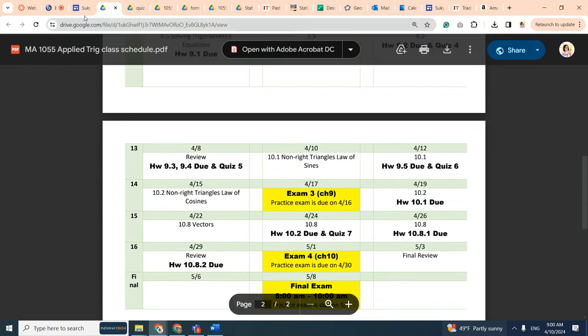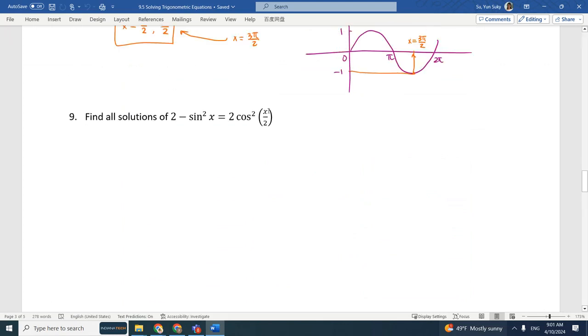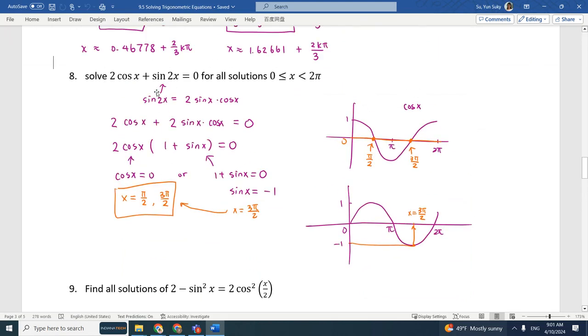Let's continue. 9.5 is about solving trig equations. The first thing you do is look at the types of the trig functions. Are you able to reduce the number of types of trig functions using trig identities? And then you also look at the angle. You want to make the angle be the same. But for some problems like this, you have different types of trig functions and different angles, so you use the double angle formula to make the angle be the same.